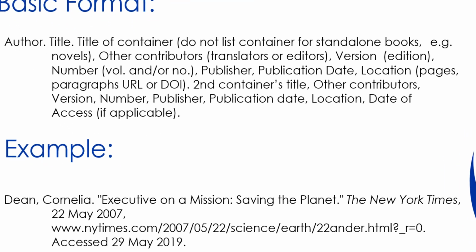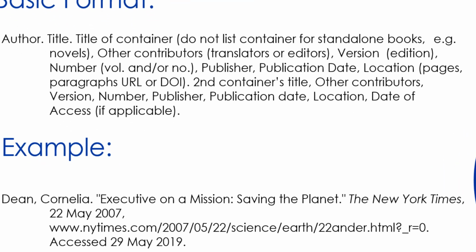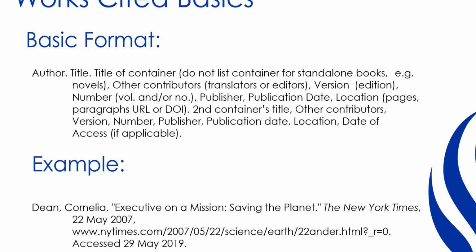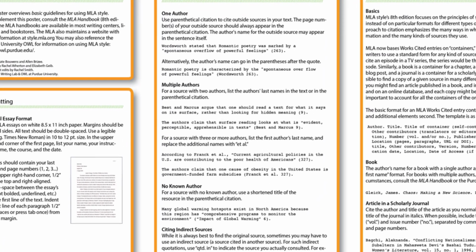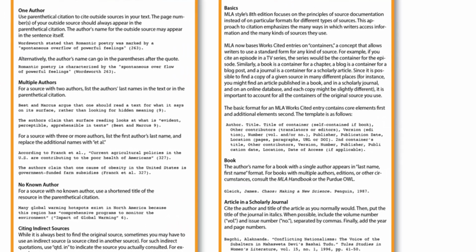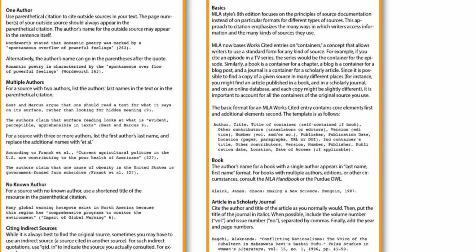Here's an example of how you would cite a newspaper article. So in this example here, the New York Times is considered the overall container of the specific article called Executive on a Mission, Saving the Planet. The Purdue OWL provides a quick and easy guide to all types of citations you would need to do when citing in MLA. For example, if you have 2 or more authors, or if you're citing from a website. How you format your works cited page depends on the type of source you are citing.